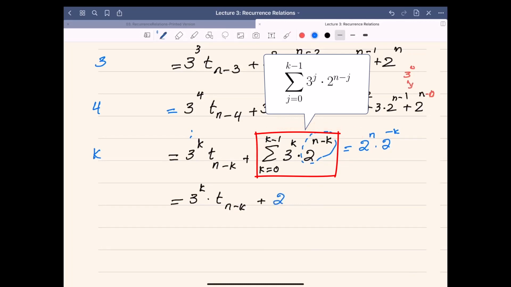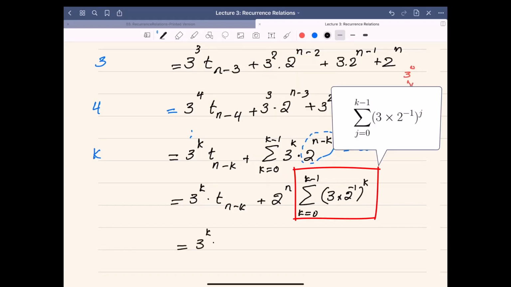So we will have 2 to the power n multiplied by the summation. k goes from 0 up to k minus 1. I will combine these together: 3 multiplied by 2 to the power minus 1, raised to power k. And this is equal to 3^k multiplied by T_{n minus k} plus 2 to the power n, summation, k goes from 0 up to k minus 1. When we combine them together, 2 to the power minus 1 is half. So this is going to be 3 over 2 raised to power k.